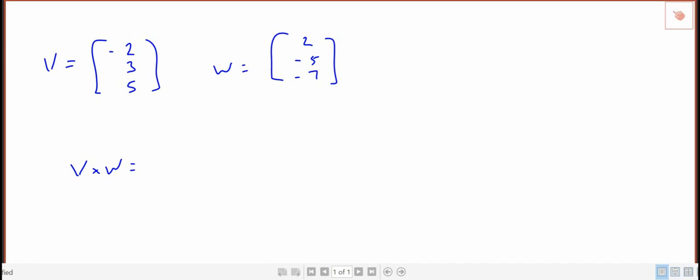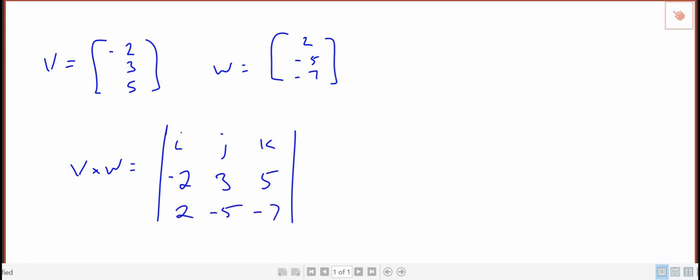Okay, so if I want the cross product of these two vectors, the way I do it is with matrices, instead of trying to memorize another little formula. You always start off and put just i, j, k at the top, and then you put each of the vectors in as rows. So we'll do -2, 3, 5, and then 2, -5, -7.